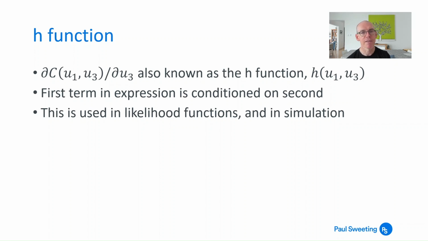Now, this function is actually known as an h function. The partial differential of the copula with respect to one of the uniform distributions is the h function, h of u1, u3. And in this, the first term in the expression is conditioned on the second. Now, these are quite useful functions, quite useful shorthand, and it gets used in likelihood functions and also in simulation. So we will see this reappearing from time to time.